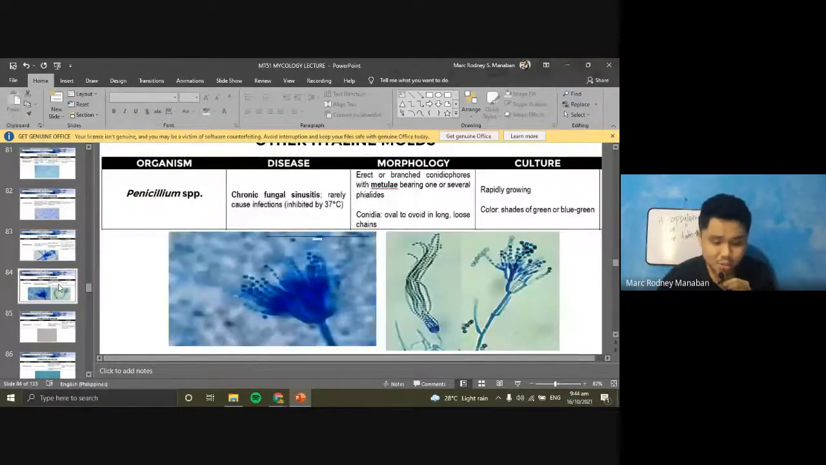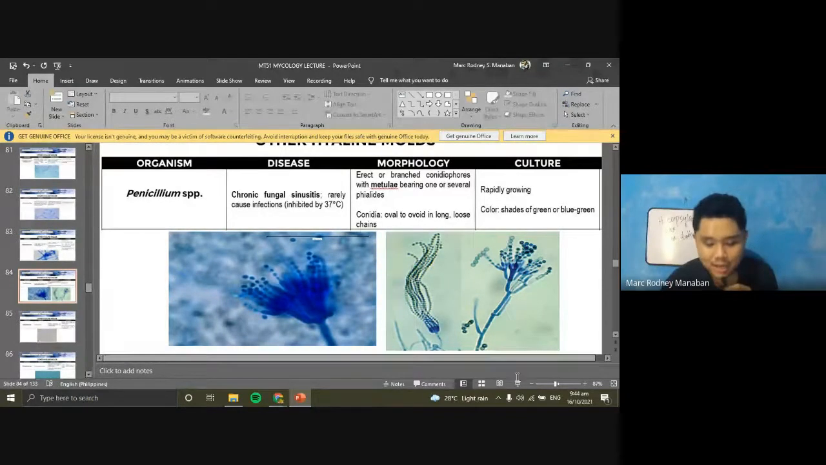Next, you have also Penicillium. Your Penicillium, you're all familiar with it. Penicillium is everywhere, no? It's in the environment. It's also rarely implicated in infection because it is inhibited by 37 degrees Celsius. But it can cause chronic fungal sinusitis.